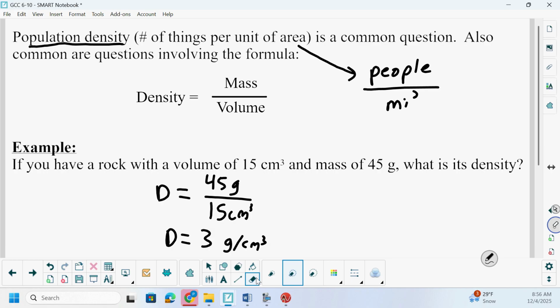Now, in this problem, the volume was given to us, this 15 centimeters cubed. In most of our word problems we're going to see, it'll be up to us to calculate the volume, and it'll typically be a shape like we've been working with in the previous days using our volume formulas.